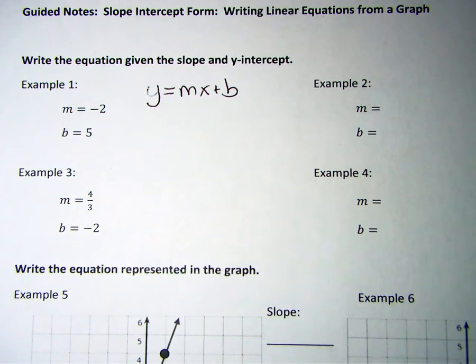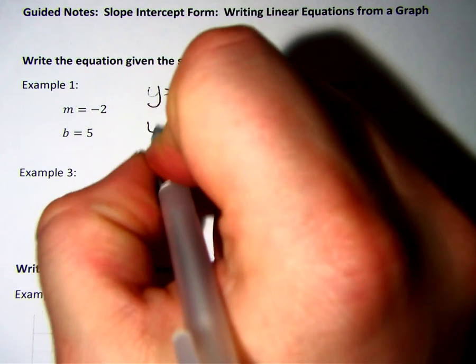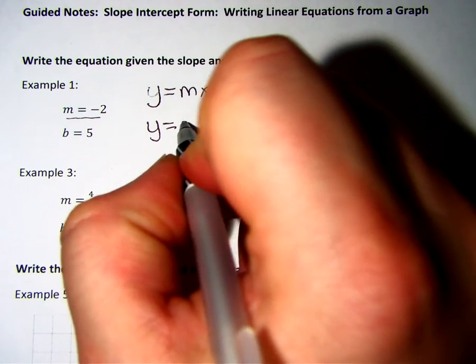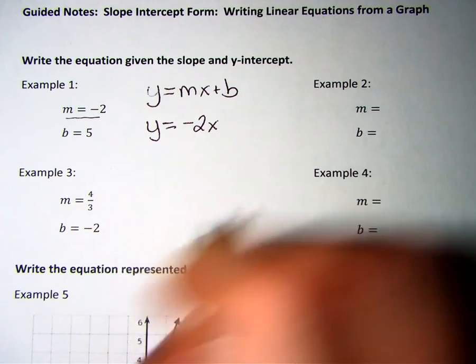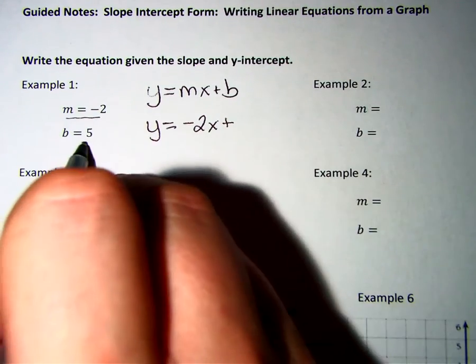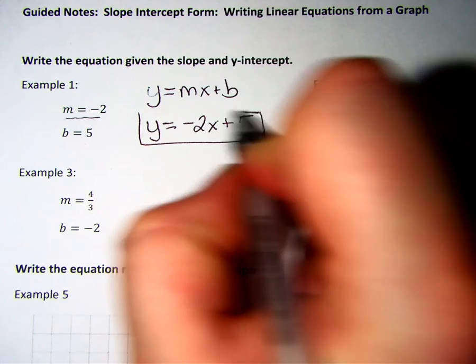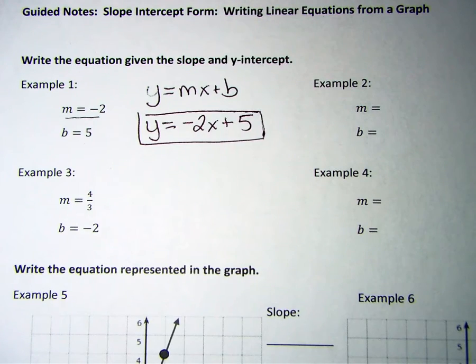And so we're going to take our values for m and plug them in, and our value for b and plug it in. Y equals, my m value we just said was -2, so -2x plus my b value is 5. And that's our solution.